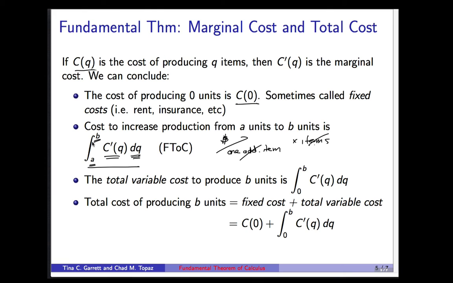Sometimes that's called the total variable cost. So the total variable cost to produce B units is the integral from 0 to B of C prime of Q dq. You multiply the marginal cost, dollars per item, times the number of items. You basically add all of those up, and that's what the integral is doing. So one way to think about total cost of producing B units is your fixed cost, your building, your insurance, that's C of 0, and then your total variable cost, how much it costs to go from producing nothing to producing B items. You can review this in the textbook if you like, but we'll just do an example to help make it clear.